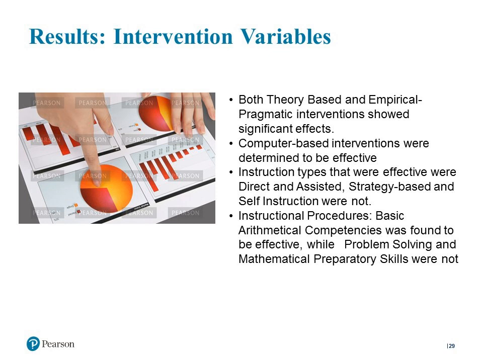The results of the meta-analysis found the following: that both theory-based and empirically pragmatic interventions showed significant effects, that computer-based interventions were determined to be effective, and that the instructional types that were most effective were direct and assisted. Strategy-based and self-instruction were not as effective in terms of instructional procedures. Basic arithmetic competencies were found to be most effective, while problem solving and mathematical preparatory skills were not.